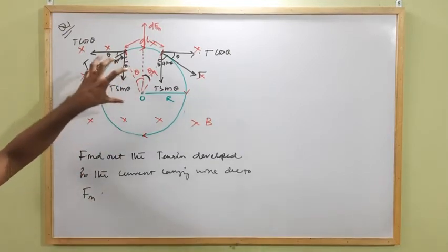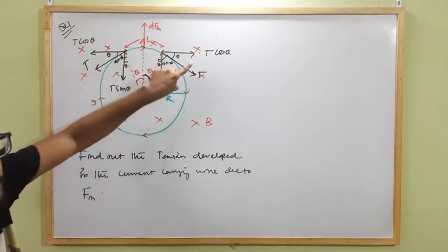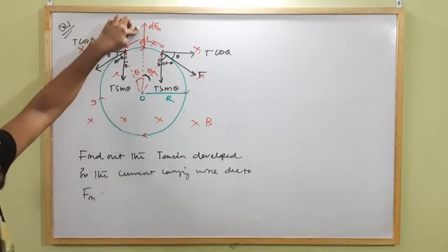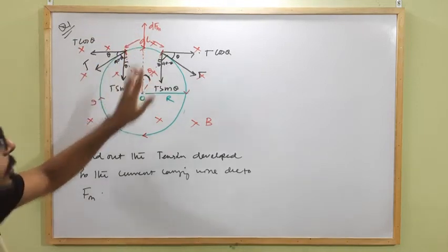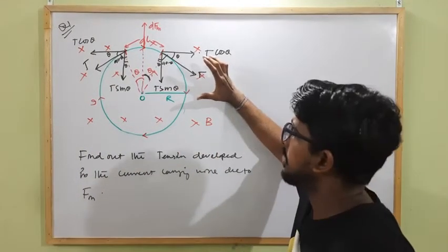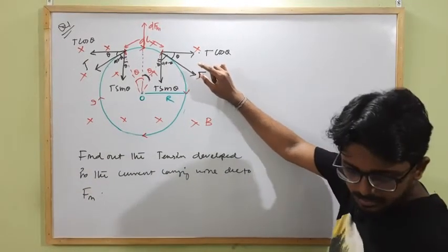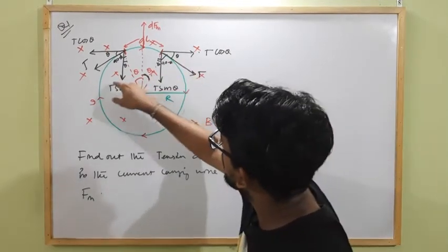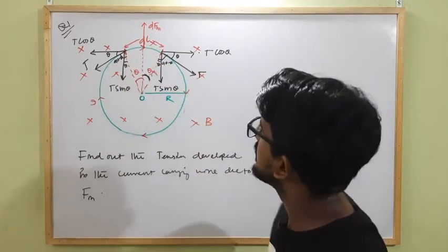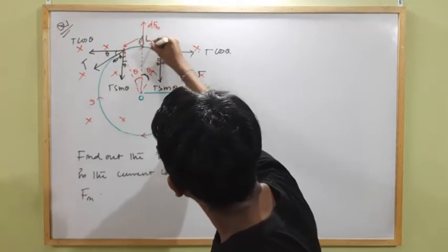So from this free body diagram, we conclude that the horizontal components of the tension will cancel out each other, and the vertical components of the tension will cancel what? The magnetic force experienced by this segment. So from the free body diagram, the horizontal component of the tension will get cancelled out, and the vertical component will cancel the net magnetic force acting on this segment of length dl. This is the segment of length dl about which we are considering.